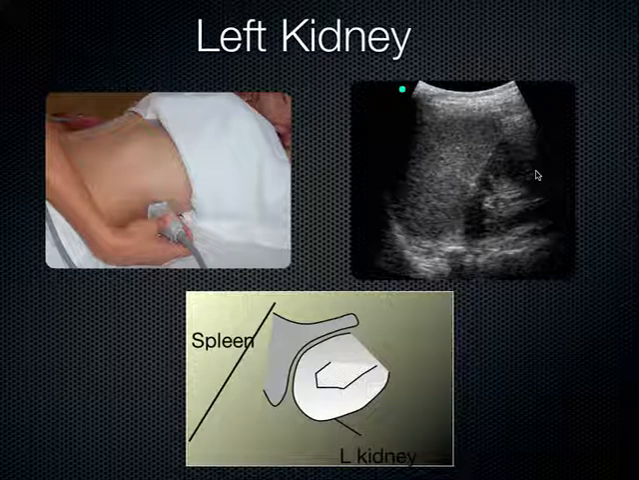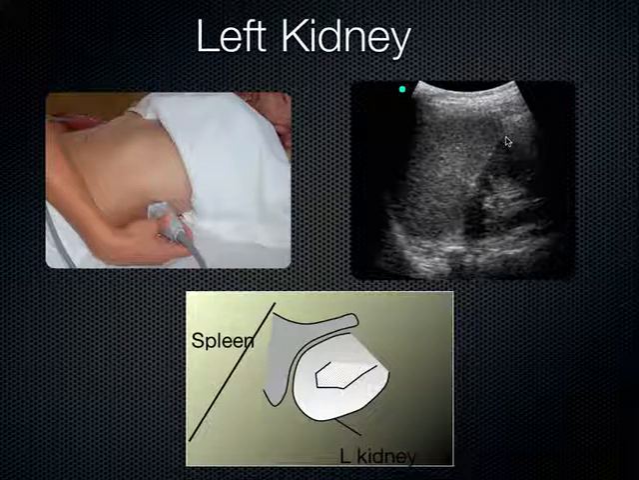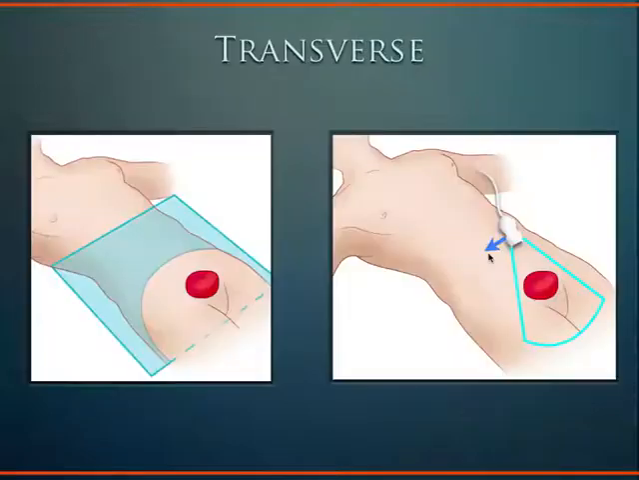So we may need to jump down a rib level or go a little more posterior in order to find that lower pole of that kidney. Switching to the bladder, we've got the indicator to the patient's right in the transverse view of the bladder, and then towards the patient's head in a sagittal view of the bladder.